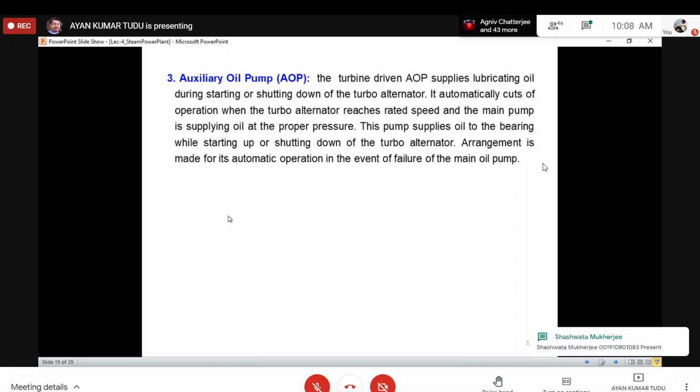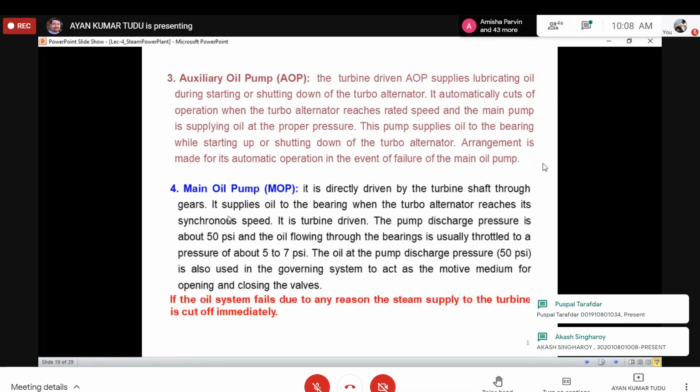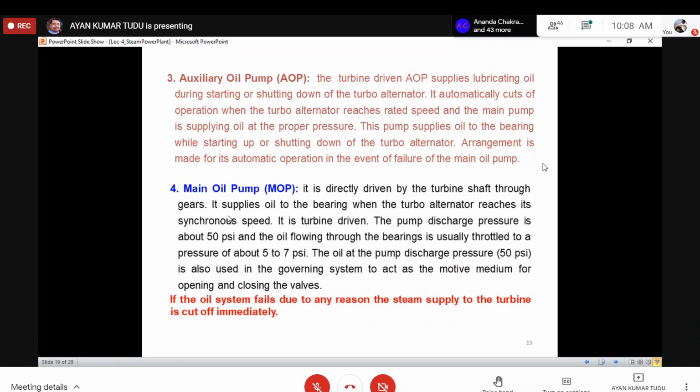So as you can understand, this auxiliary oil pump is acting as a backup for the main oil pump. So the main oil pump will come into play when the turbine has started rotating through our gears. Okay, so the main oil pump is directly driven by the turbine shaft through gears, and it is supplying oil to the bearing when the turbo alternator reaches its synchronous speed. So this main oil pump is turbine driven.